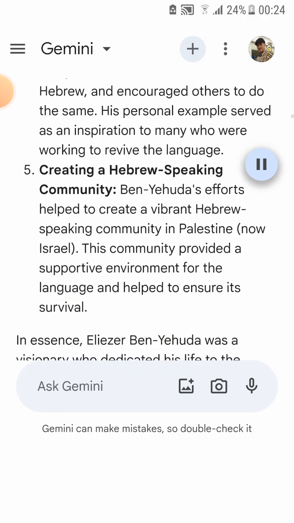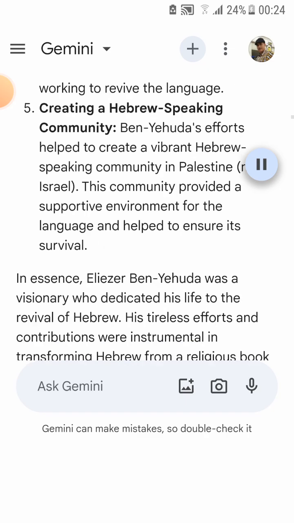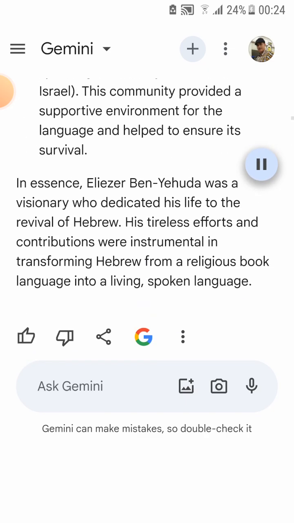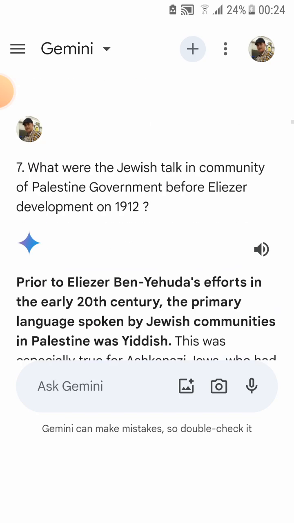5. Creating a Hebrew-speaking community. Ben-Yehuda's efforts helped to create a vibrant Hebrew-speaking community in Palestine, now Israel. This community provided a supportive environment for the language and helped to ensure its survival. In essence, Eliezer Ben-Yehuda was a visionary who dedicated his life to the revival of Hebrew. His tireless efforts and contributions were instrumental in transforming Hebrew from a religious book language into a living, spoken language.